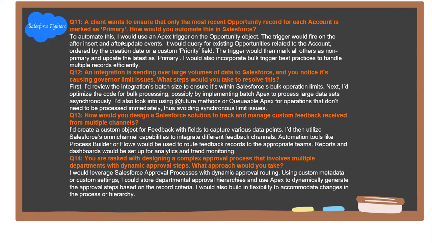To automate this, I would use an Apex trigger on the Opportunity object. The trigger would fire on the after insert and after update events. It would query for the existing opportunities related to the account, ordered by the creation date or the custom priority field. The trigger would then mark all the others as non-primary and update the latest as primary.